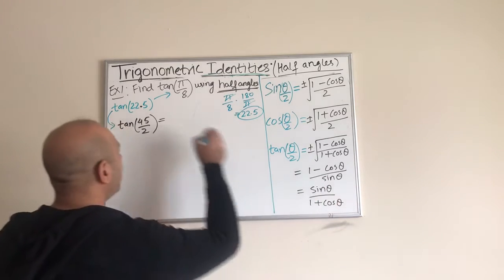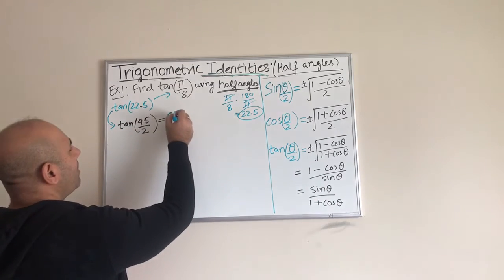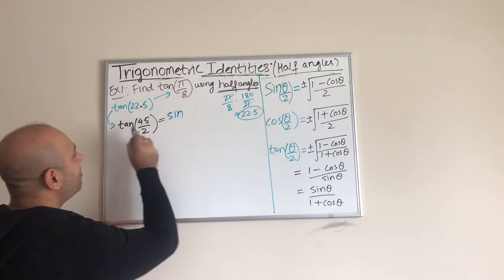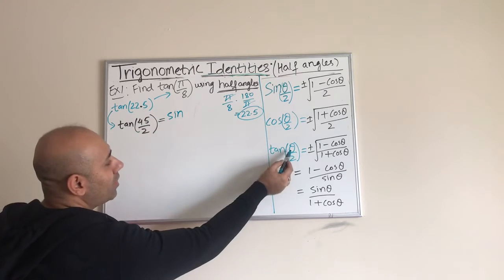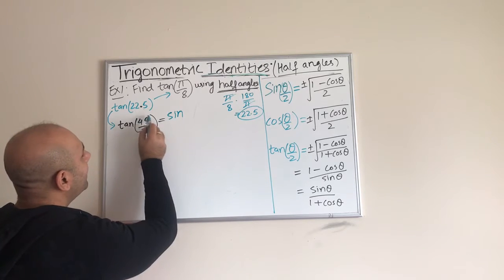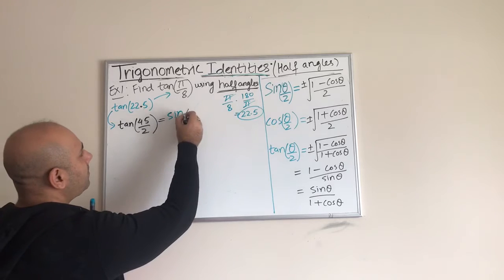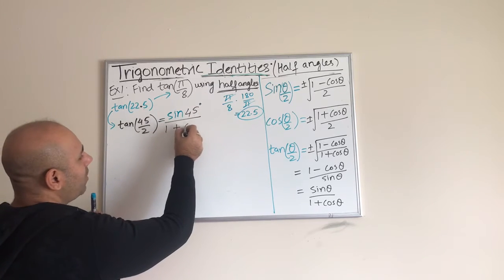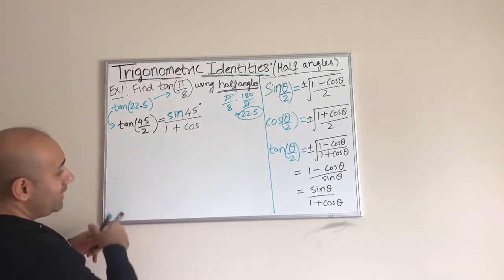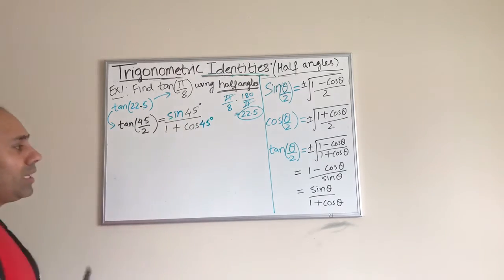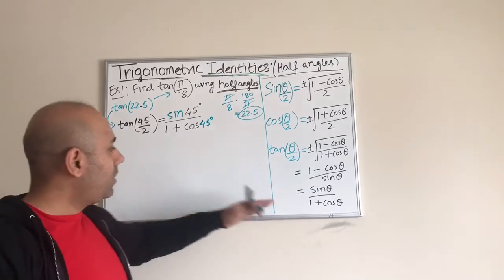So the third one is sine of theta over 1 plus cosine of theta. But what is theta? Wait a minute. Theta is my 45, right? Guys, I'm just comparing this with this. There's a 2 here, there's a 2 here, but the angle theta is 45. So it is sine of 45 degrees, and then there is 1 plus cosine of theta as well, which is cosine of 45 degrees.